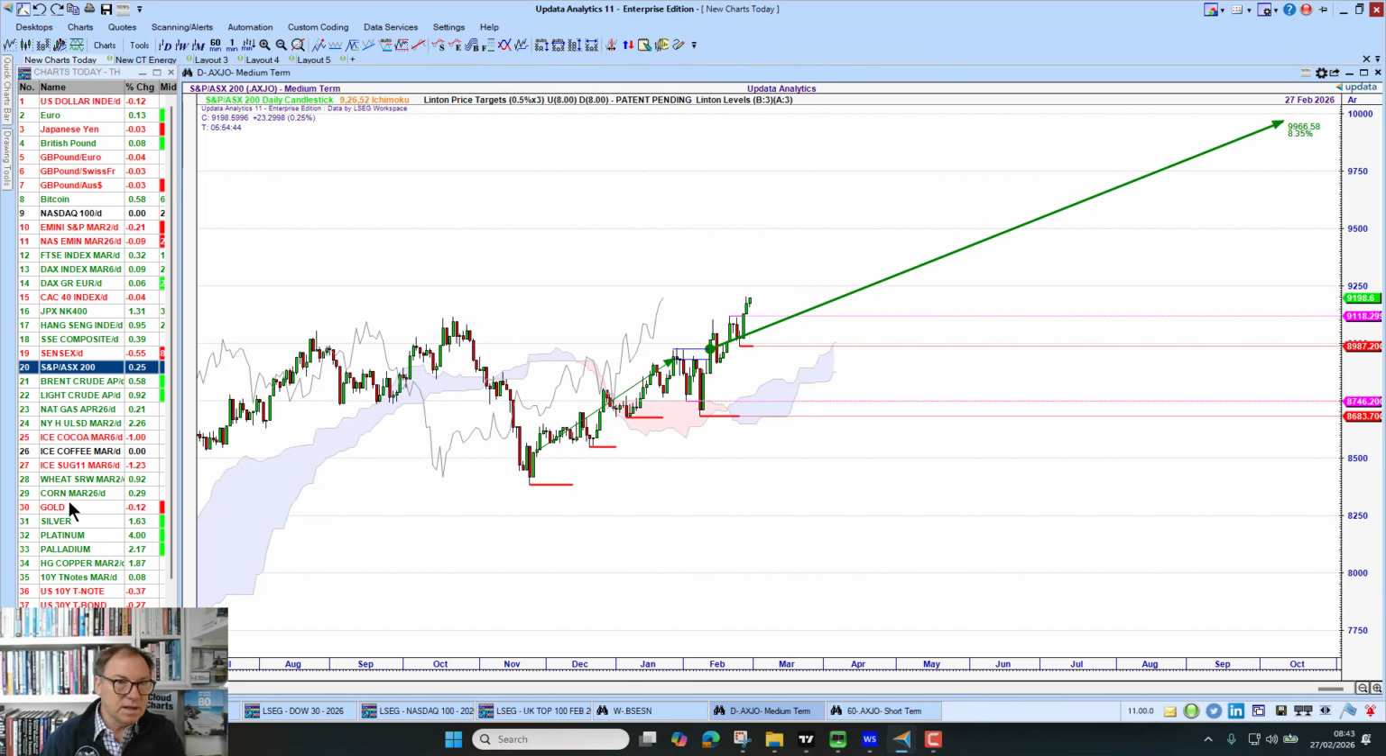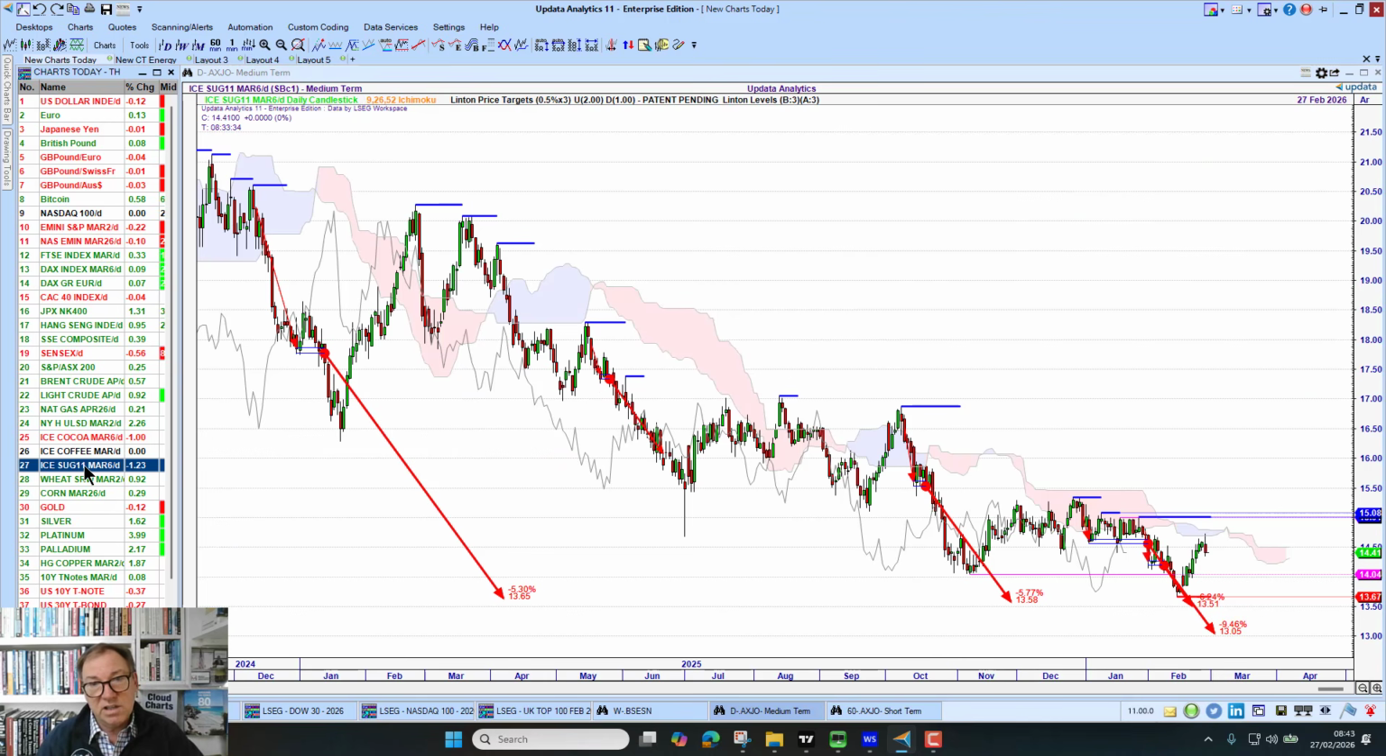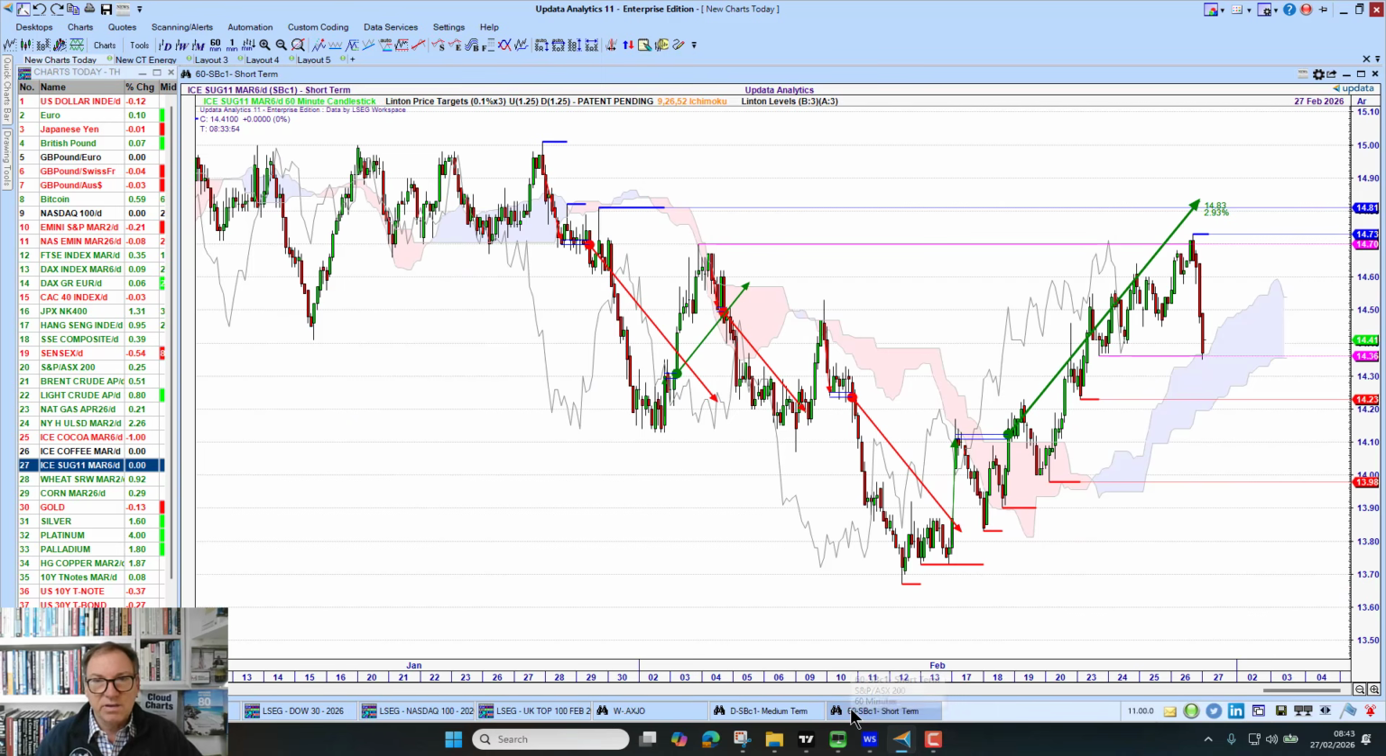Taking a look at some of the other products we've got, interestingly, we've seen sugar there. It's still looking weak in a downtrend. We've had a bit of a recovery here. This 14 level is really critical for sugar, and each time we get a recovery, that sets us up for the next selling thrust. That's how we need to understand the targets. Each recovery sets you up for the next selling thrust.